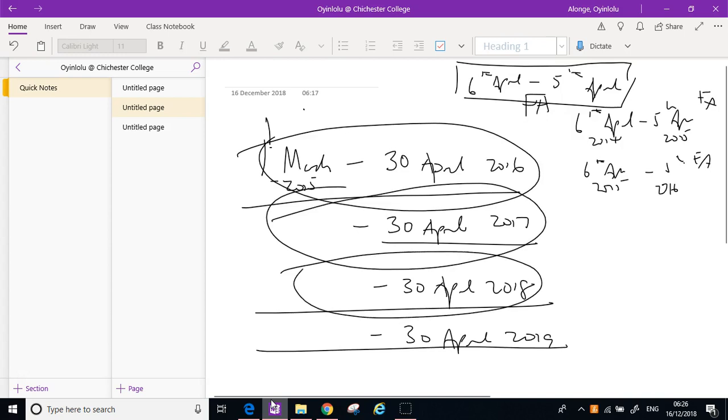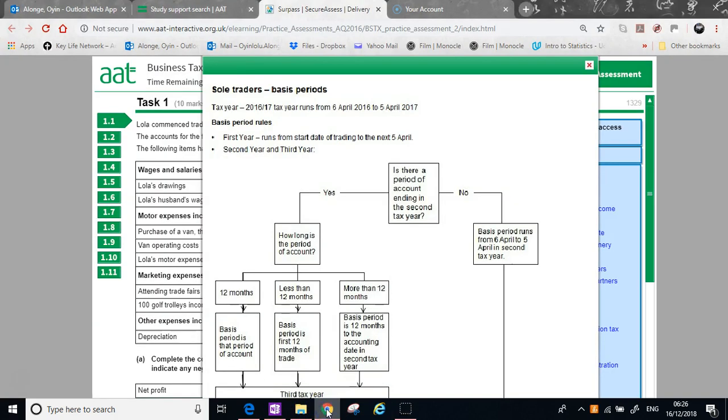Is there a period of account? That's the question. Is there a period of account ending in the second tax year? Well, let's go and check. Let's go and have a look.